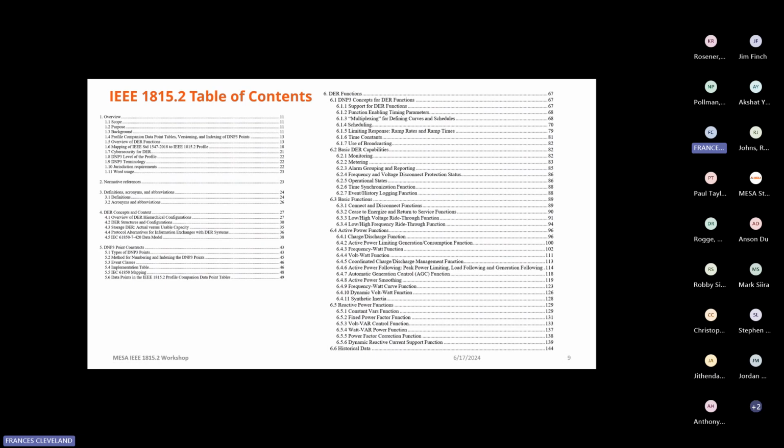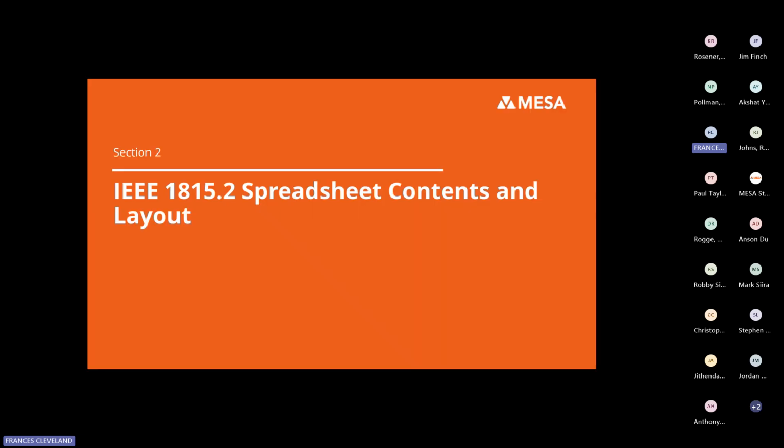This is a table of contents. I will not go through this, but as you can see, just in general, there's some introductory material, and then there's the list of the DER functions, so that each one of these functions is described in detail, including what data points, DNP3 data points, are involved in it.